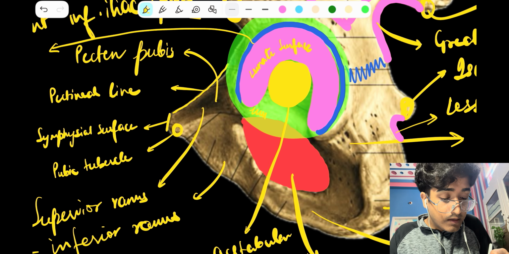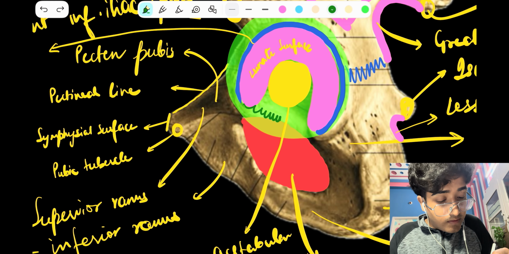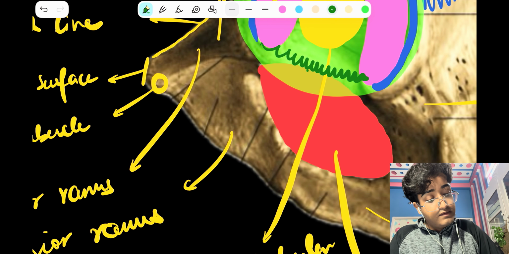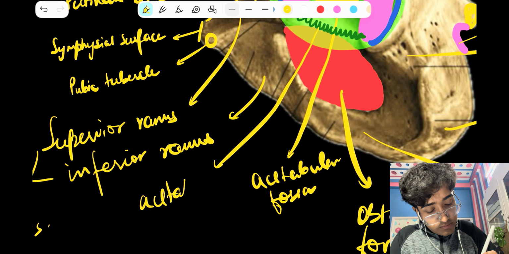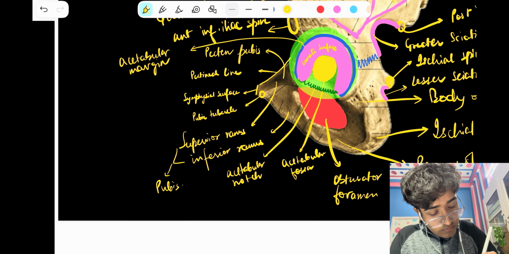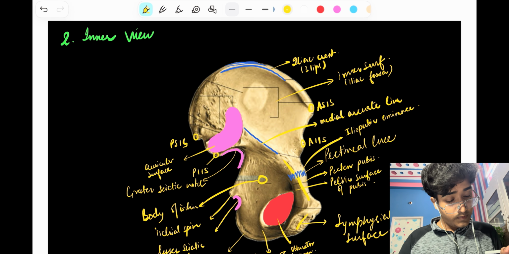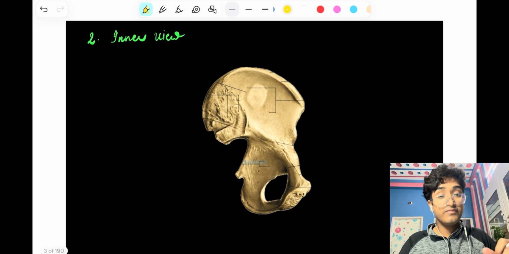Okay, and in this part where the acetabular margin is discontinuous, this part is in the form of a notch, and it is termed as acetabular notch. Is it clear? I hope it's clear. It's easy.